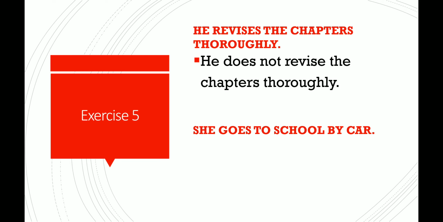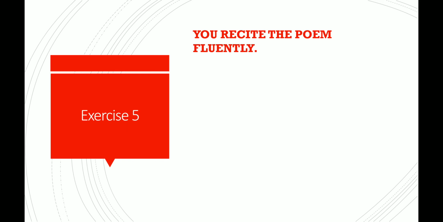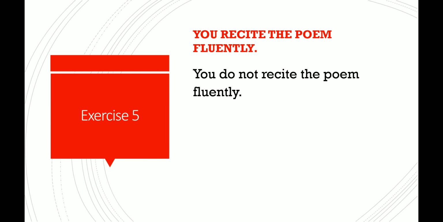Next is she goes to school by car. Again, she is our singular subject, so does not will come. And the root form of goes is go. She does not go to school by car. In the first sentence also you can see revises changes into revise, and in the second sentence goes changes into go. They both are root forms of the verb. In the next sentence, it is you recite the poem fluently. You is singular, beta, but it is the naughty subject and it will take do not. You do not recite the poem fluently.